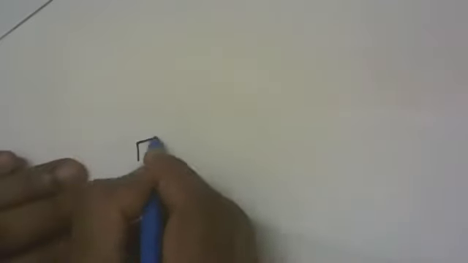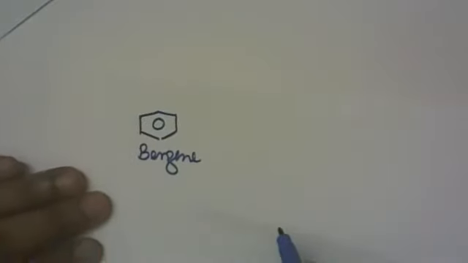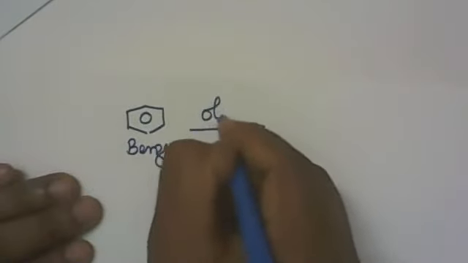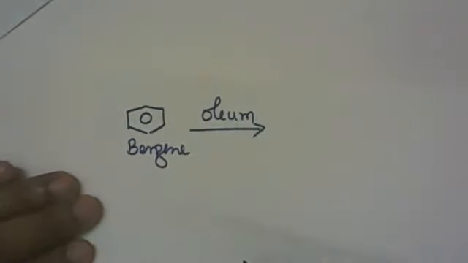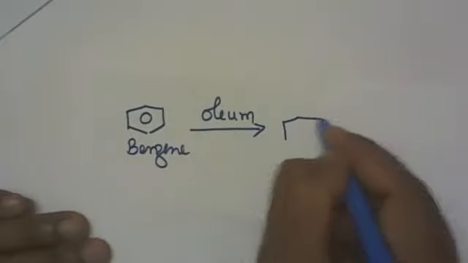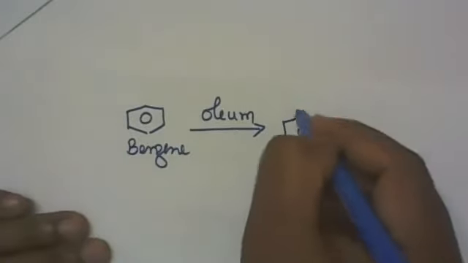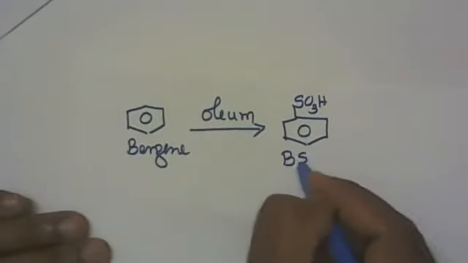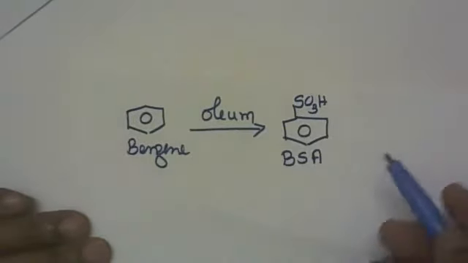So very simple, we can make it now. You have to start with the benzene. Then add oleum. Oleum is a fuming sulfuric acid. Add oleum. So we'll get now benzene sulfonic acid, the BSA.